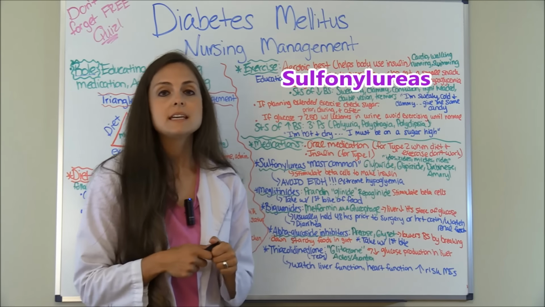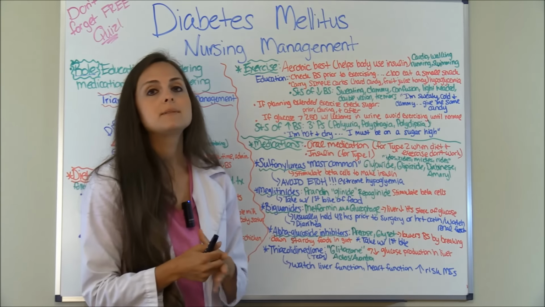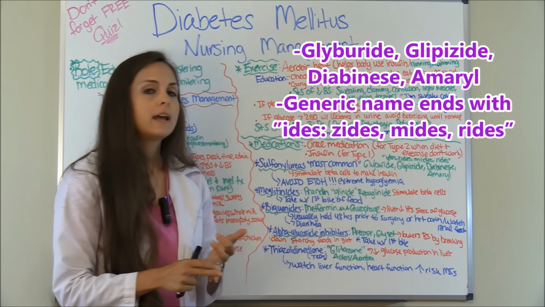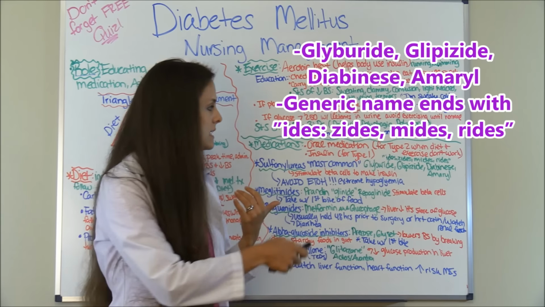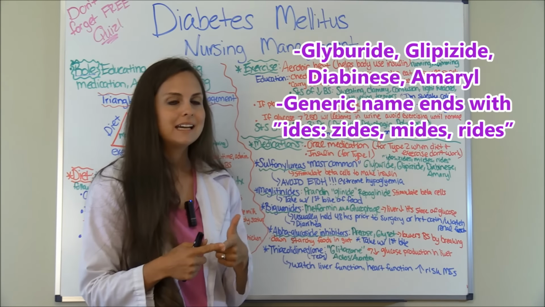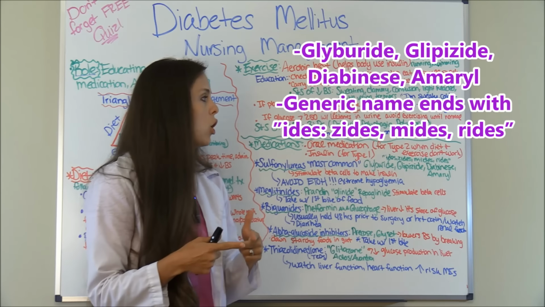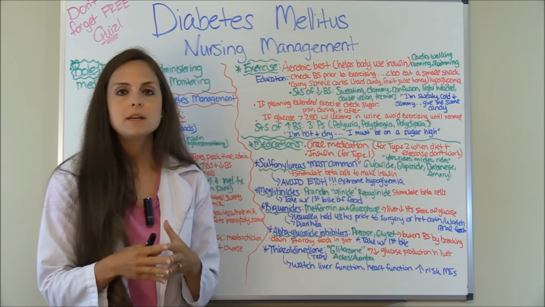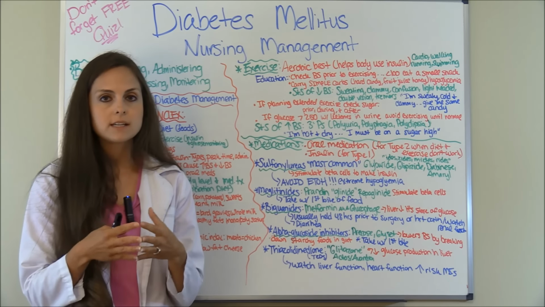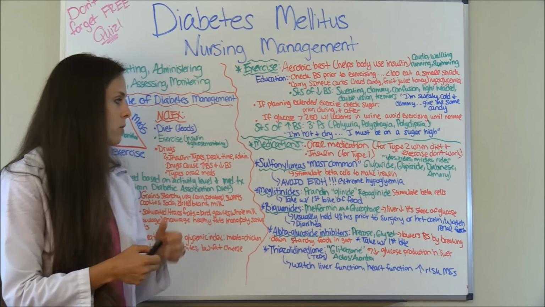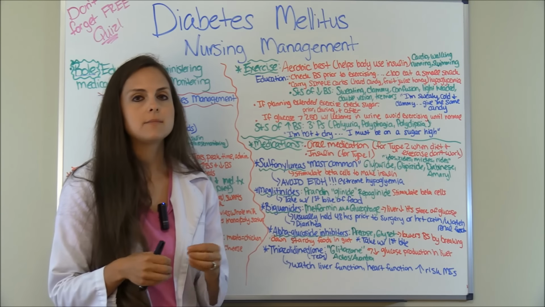sulfonylureas. This is the most common type, and these drugs include glyburide, glipizide, diabeta, Amaryl, and these drugs typically help you remember, end in ides like Zides, Z-I-D-E-S, Mides, M-I-D-E-S, or the Rides, R-I-D-E-S. And what these drugs do is they stimulate the beta cells, because remember your beta cells secrete insulin, to make insulin. But one thing you got to watch out for, this drug will cause hypoglycemia.